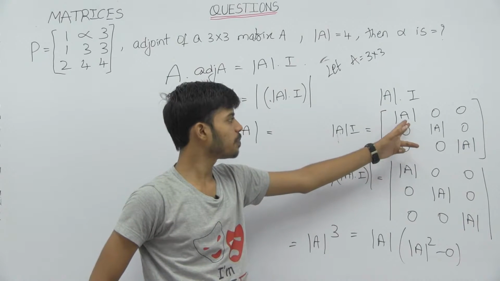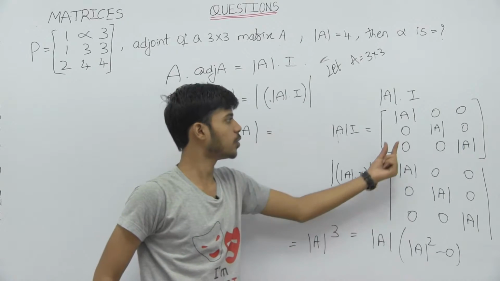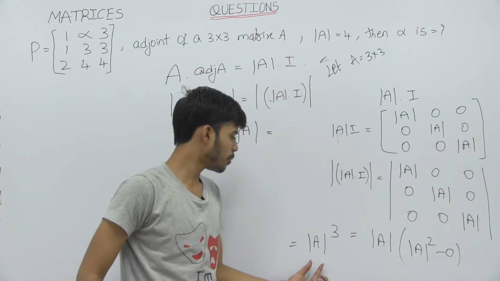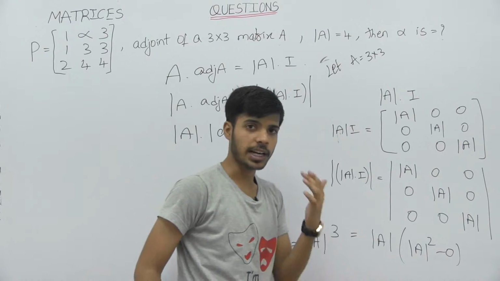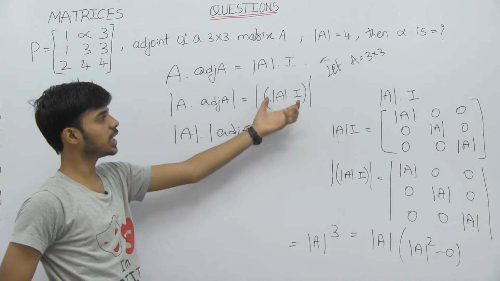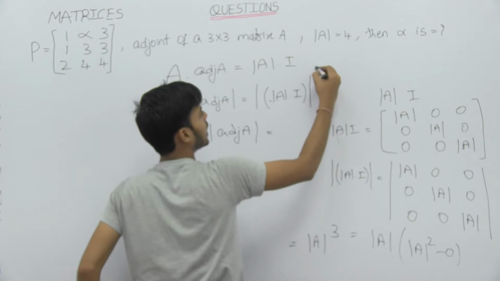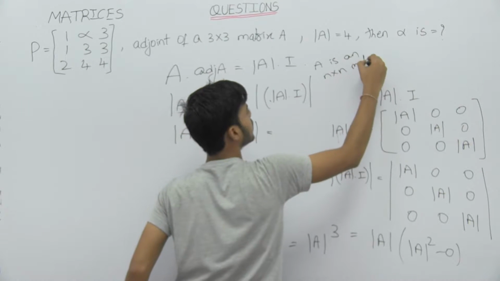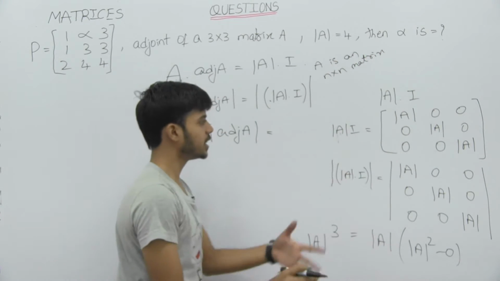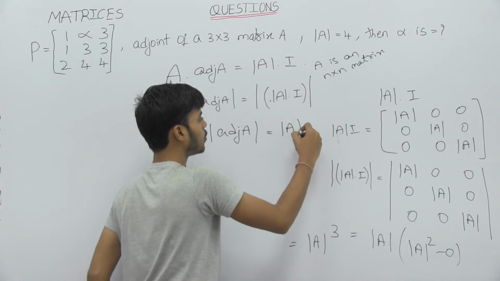So we considered it a 3 by 3 matrix and got determinant of A whole cube. In the same way, if we consider a 4 by 4 matrix, we get determinant of A whole power 4. 5 by 5 matrix, determinant of A whole power 5. N by n matrix, determinant of A whole power n. So here we are doing a generalized case. So A is an n by n matrix, n cross n matrix. As we simplified here, we would get determinant of A power n.